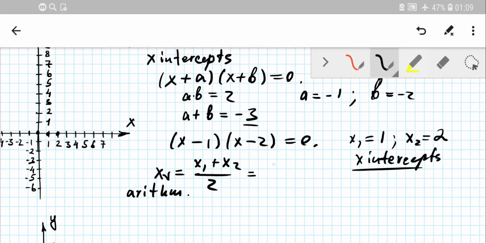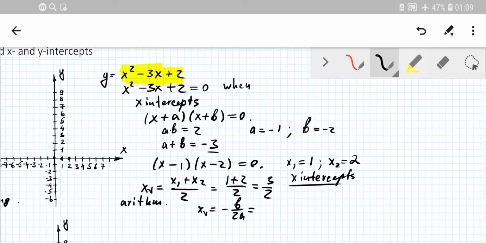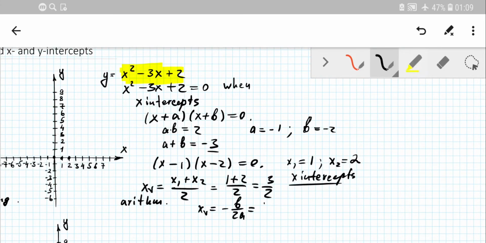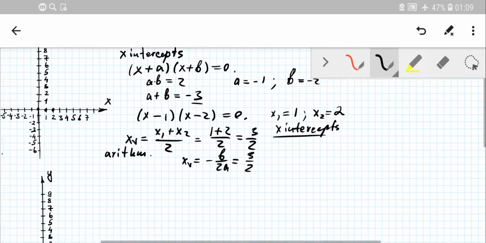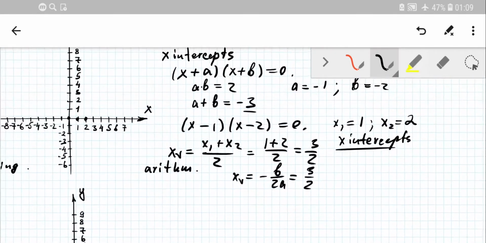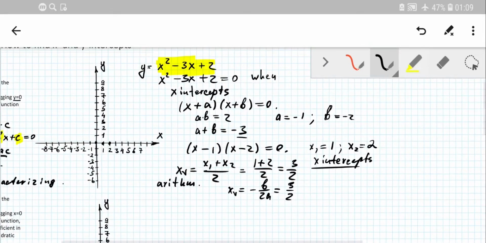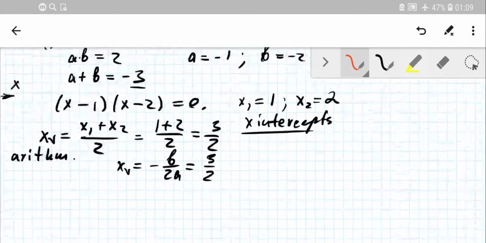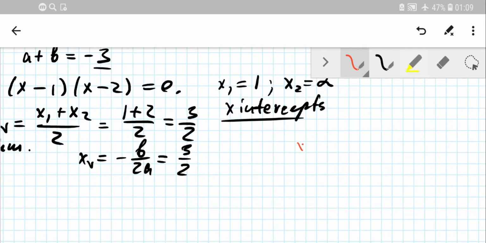Okay, so let's calculate 1 plus 2 over 2, we'll get 3 over 2. And let's check it using the formula: x vertex is minus b over 2a. In our case, it will be +3 over 2, which is the same as we calculated. That's it. Again, it's one shortcut that you can use. If you understand why we can use it: because from the x vertex, the distance to x1 and to x2 is the same.